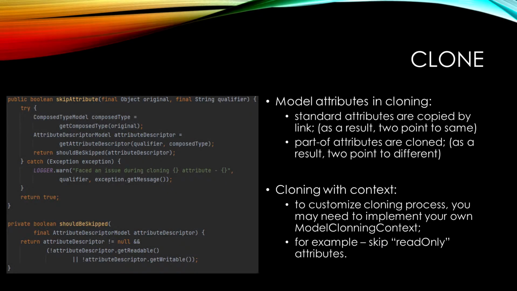On clone, model attributes are cloned by link, so the clone's properties will be the same as the original. But if a property is marked as a part of, it will be cloned as well, which results in a deep copy. If you want to customize the cloning process, provide your own cloning context. For example, you can configure it to skip the read-only attributes.